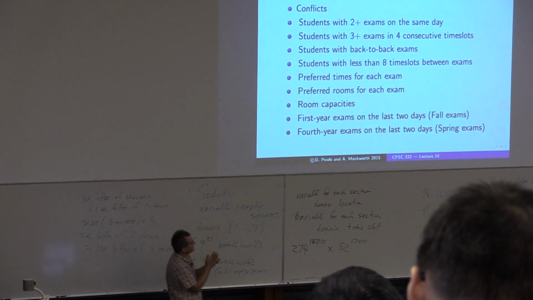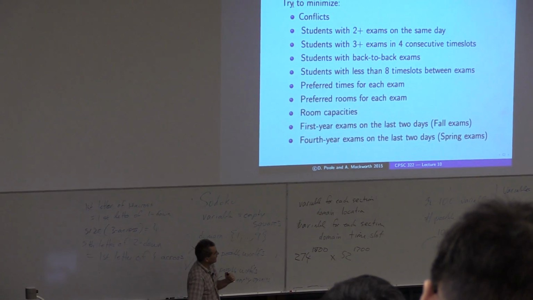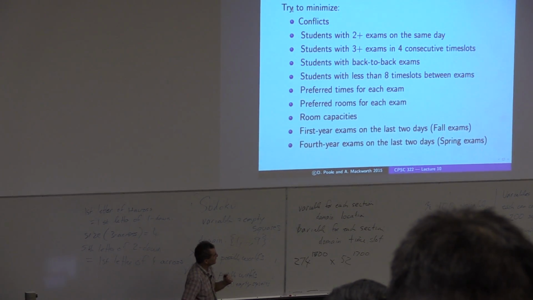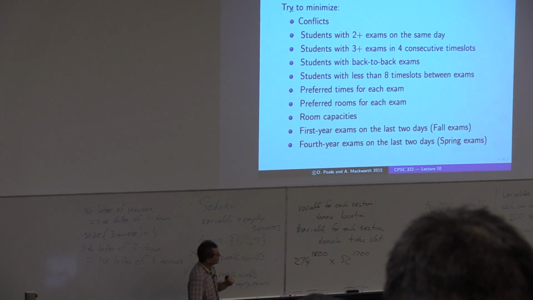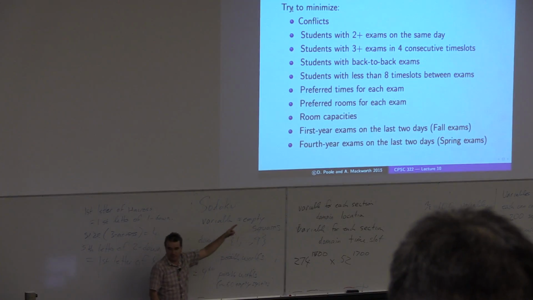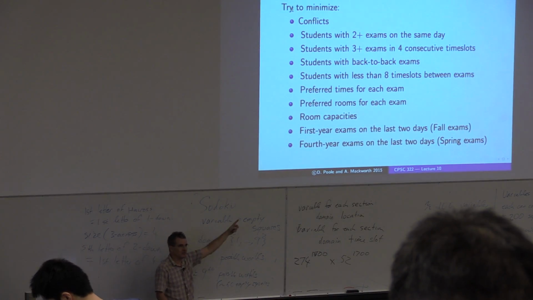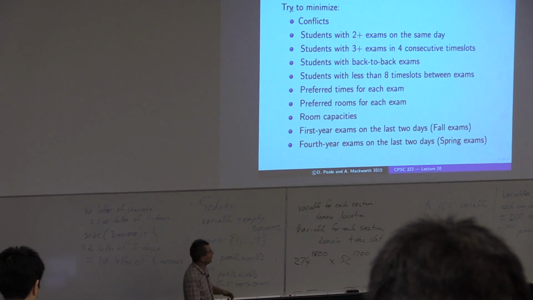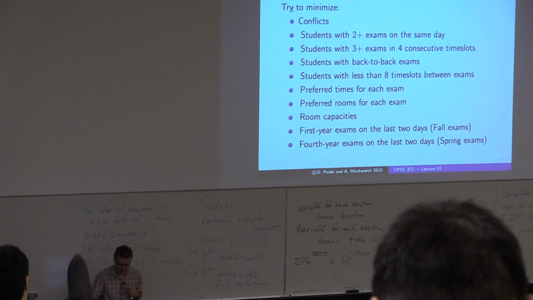We try and minimize the number of students with 2+ exams on the same day, students with 3+ exams in 4 consecutive times, students with back-to-back exams, less than 8 time slots between exams, preferred times for each exam and preferred rooms and room capacities. First-year exams shouldn't be on the last 2 days, and fourth-year exams shouldn't be on the last 2 exams in the spring exams. So there are lots of constraints we try to minimize, as well as these hard constraints. That's a sort of real-world problem that people have. Okay, let's stop there.